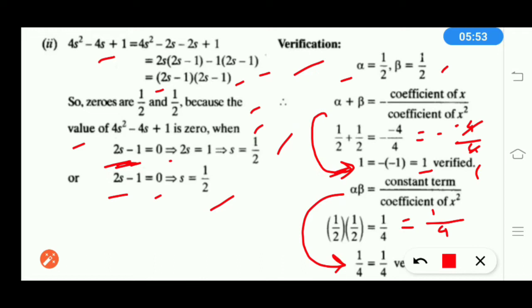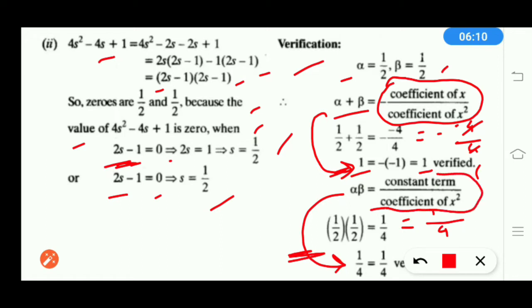Clear? So the first part is to find the zeros of the polynomial and the second part is the verification part. Here alpha plus beta equals 1 and this value is also 1, that's why verified. Here alpha into beta equals 1 by 4 and the value of this equals 1 by 4, that has been verified. So Roman number 2 is also complete. Next, Roman number 3.